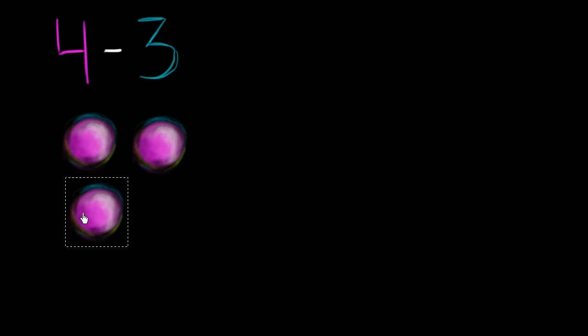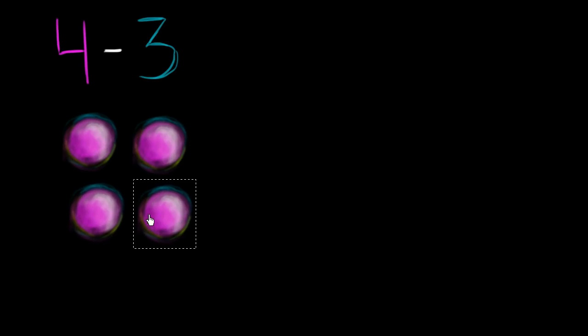So there I have 1, 2, 3, and 4. And so this is the 4 objects right over here. And when I say minus 3, or if I'm going to subtract 3 from the 4, one way to think about it is I'm going to take 3 of these 4 objects away. So let's do that. So I'm going to take away 1, I'm going to take away 2, and I'm going to take away 3. Notice I took away 1, 2, 3 objects.